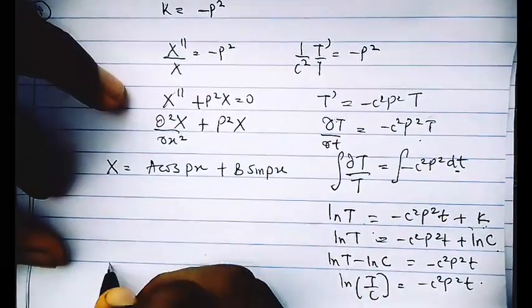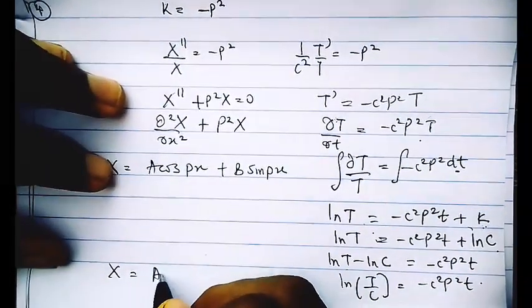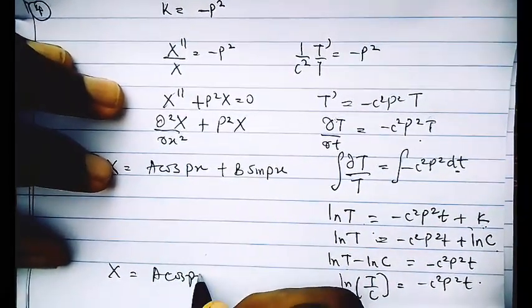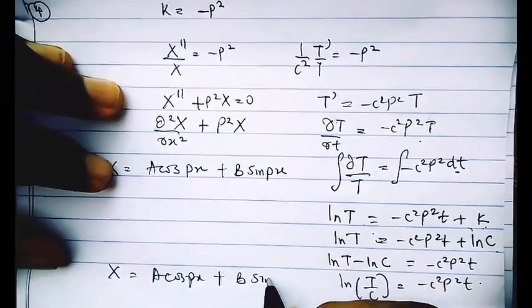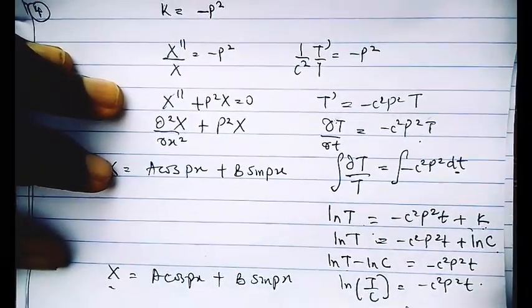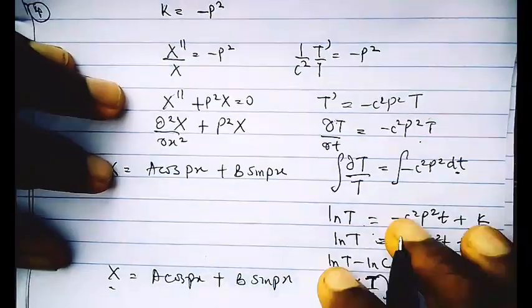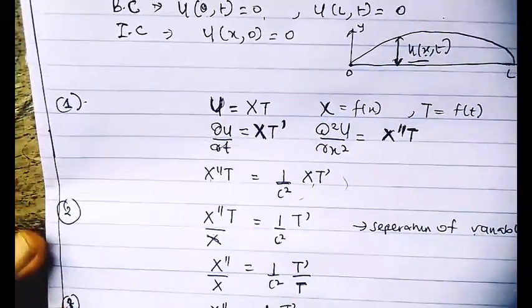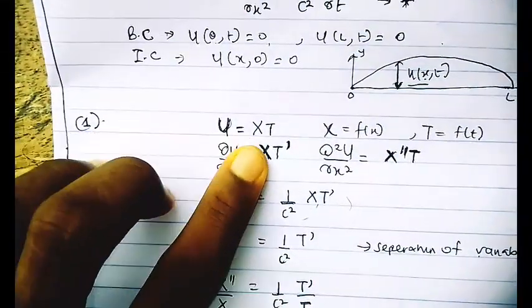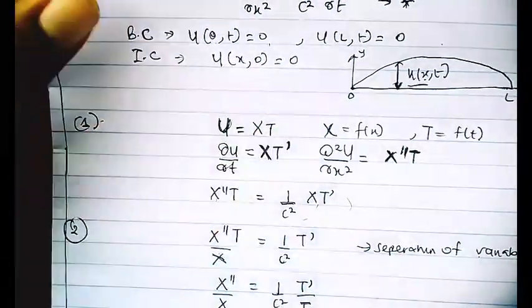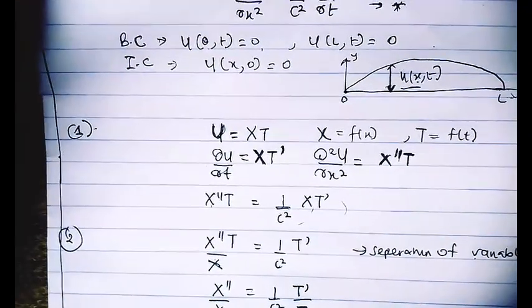Let's continue from the other page. So this is x equals a cos px plus b sine px. So we have gotten the solution for x. We are trying to get the solution for t. Remember, the solution for my PDE is in terms of u, in terms of x and t. So now let's keep on solving.